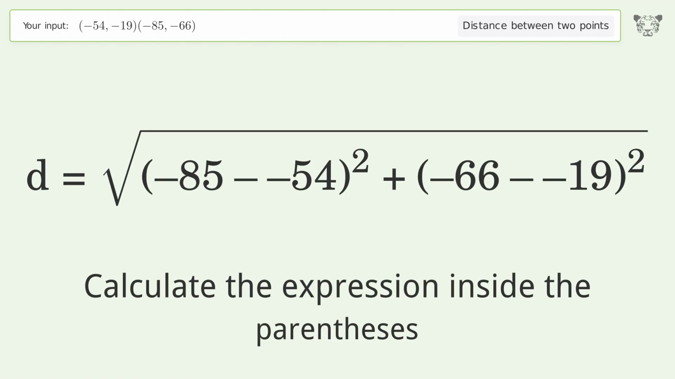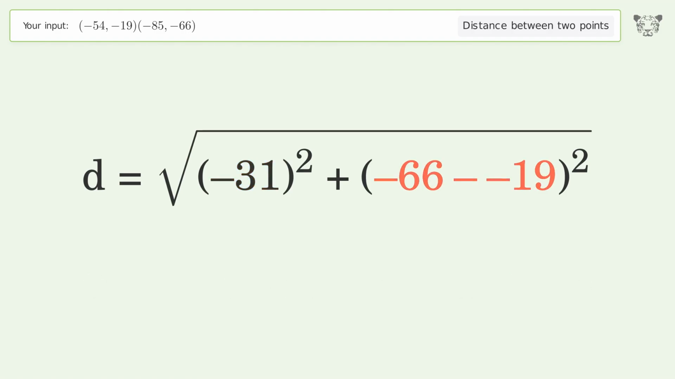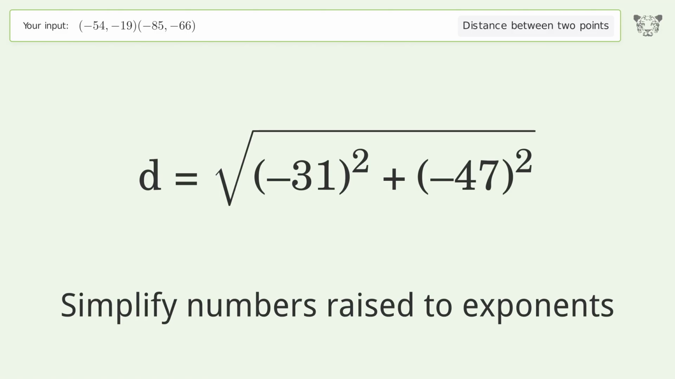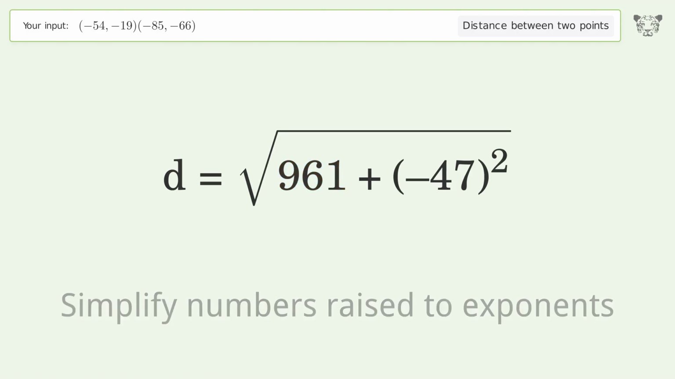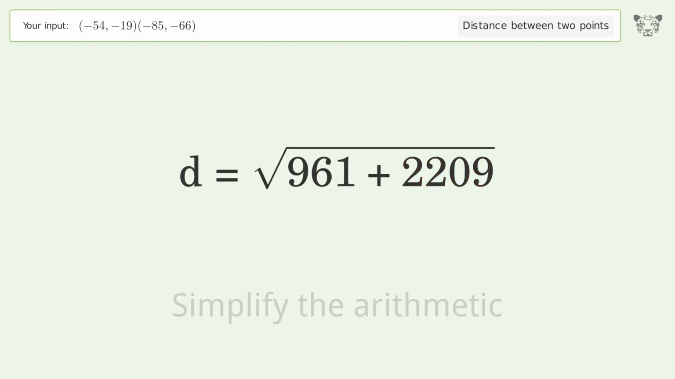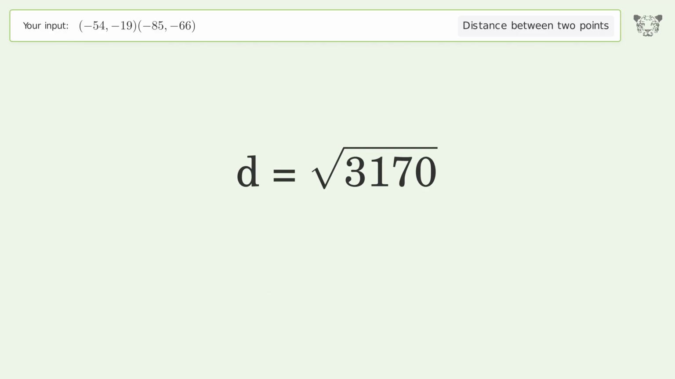Calculate the expression inside the parentheses. Simplify numbers raised to exponents. Simplify the arithmetic. And so the distance between the 2 points is the square root of 3170, or 56.303.